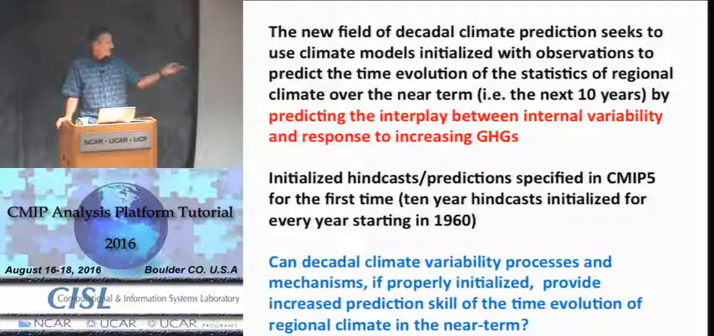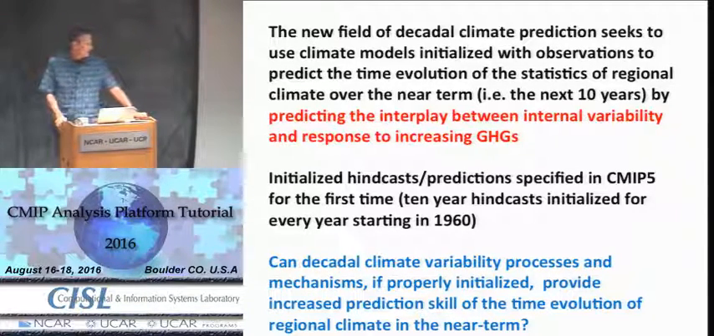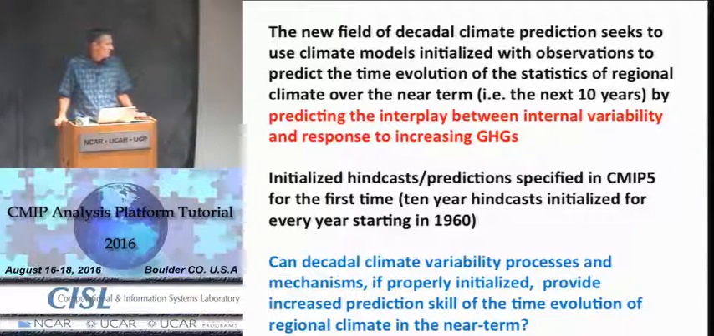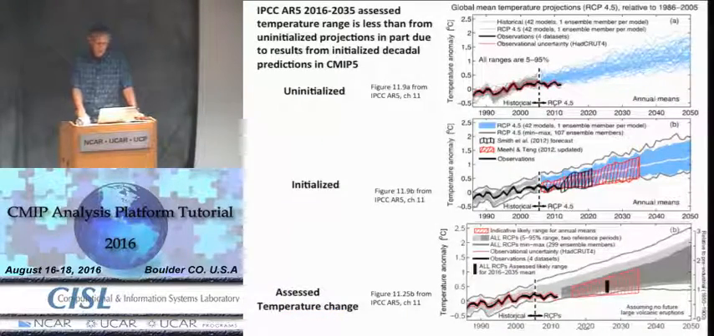And the idea here at the bottom is: can decadal climate variability processes and mechanisms, if properly initialized in the initial state where you start the model out, provide increased prediction skill, in the time evolution of regional climate in the near term, over and above what you get from just putting in the increasing greenhouse gases and things like that? So we're trying to do both. We're trying to simulate the internal variability and the externally forced response in a time-evolving manner, just over 10-year periods.